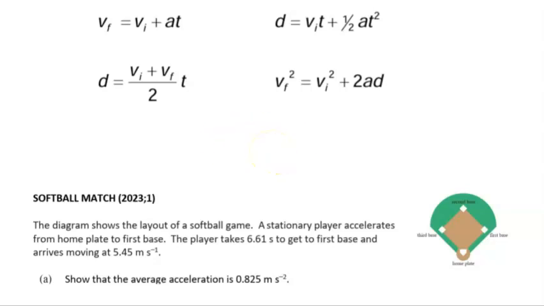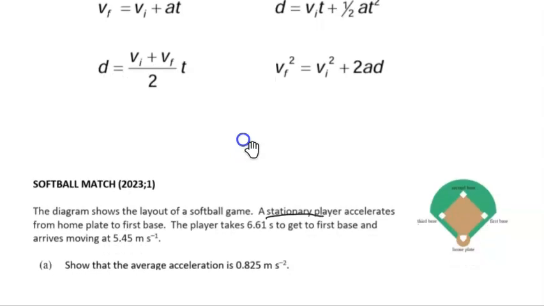So this question has a softball, we're talking about a softball game. A stationary player accelerates from home plate to first base. The player takes 6.61 seconds to get to first base and arrives moving at 5.45 meters per second. Show that the average acceleration is 0.825 meters per second squared.